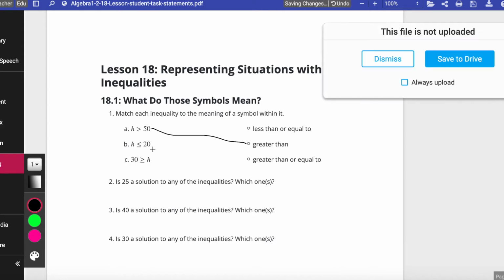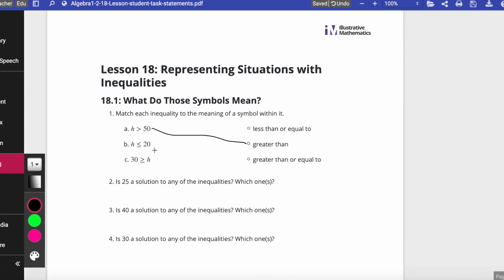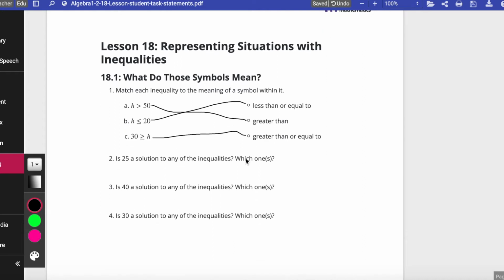This next one, H is less than or equal to 20. And the last one would be 30 is greater than or equal to H. So you're reading these from the left to the right, from left to right.